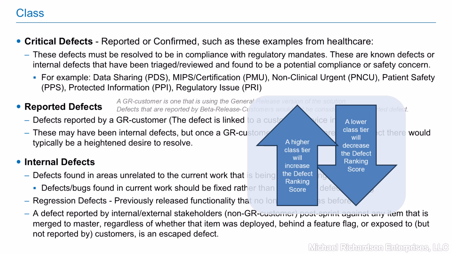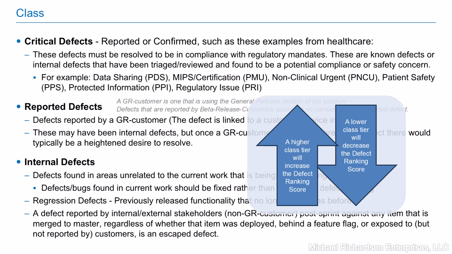Class is the variable used to capture the defect tier or classification. The CDR model starts by recognizing these three classes. However, the model may be used with more or fewer classes. For example, perhaps your organization doesn't distinguish between customer-reported defects and other known internal defects. The model will work with two classifications.